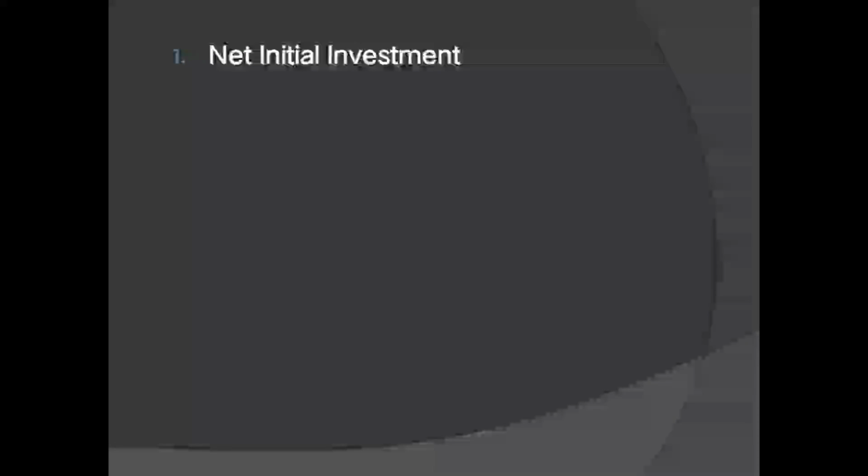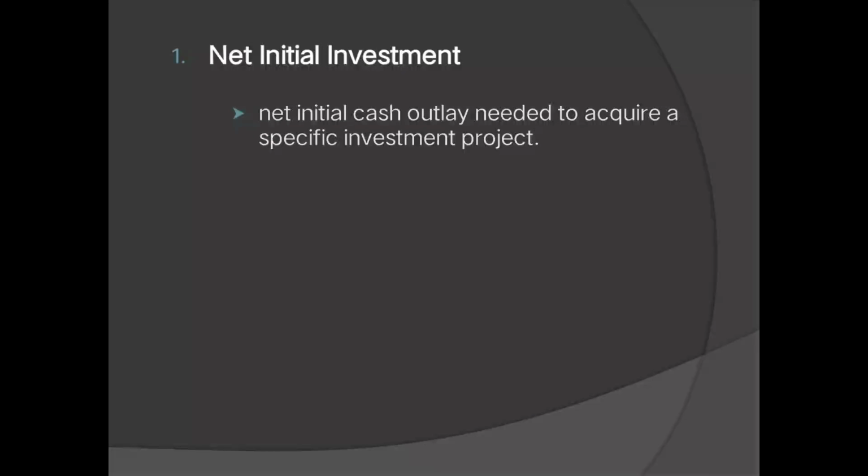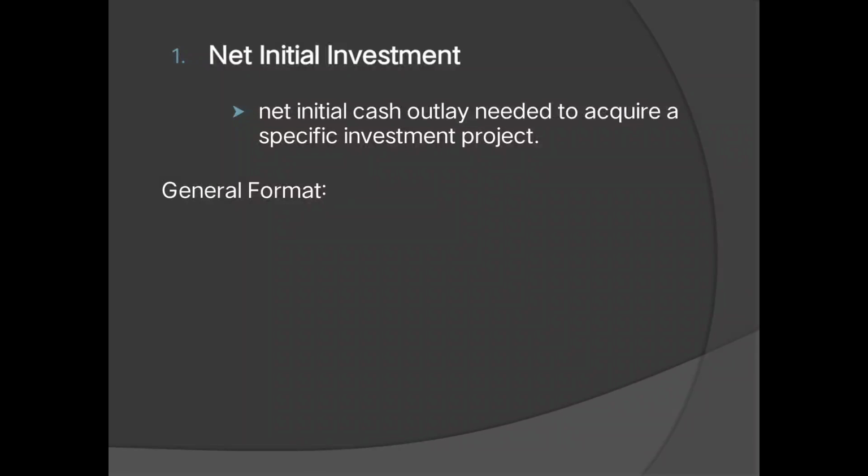So let's discuss the first category of cash flow, which is the net initial investment. It is the net initial cash outlay needed to acquire a specific investment project. So dito, malalaman natin kung magkano ba yung magugugol natin or magagasto sa pag-acquire ng specific asset, machine, or other investment project. Then sa pag-solve niyan, kailangan ilas natin yung cash inflows from the cash outflows na required sa pag-acquire ng project. Then ito yung general format sa pag-solve ng net initial investment.